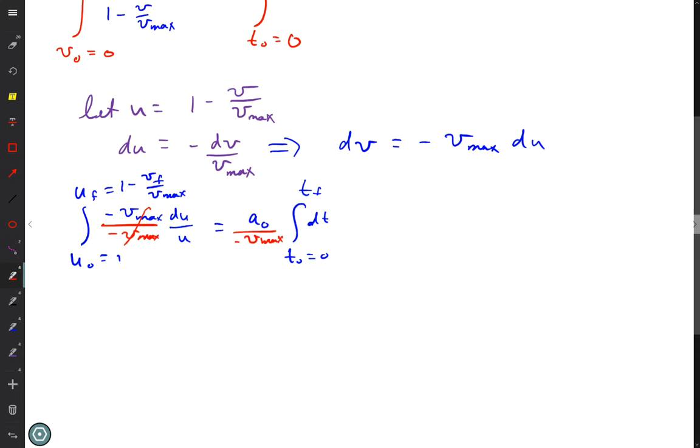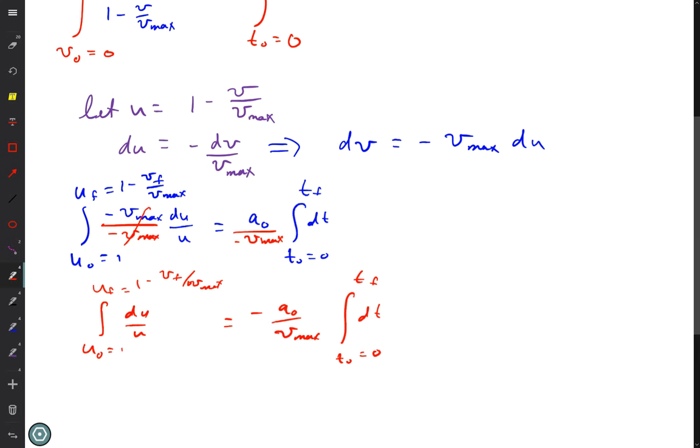I just divided both sides by minus v max, so the left side now is just integral from u initial equals 1 to u final equals 1 minus vf over v max du over u. So I just divided it out to get that form because I like to have the du over u without anything else multiplied by it. It's a personal preference.